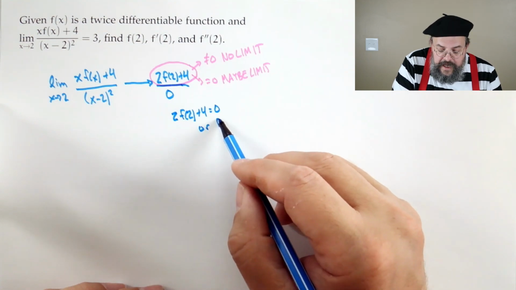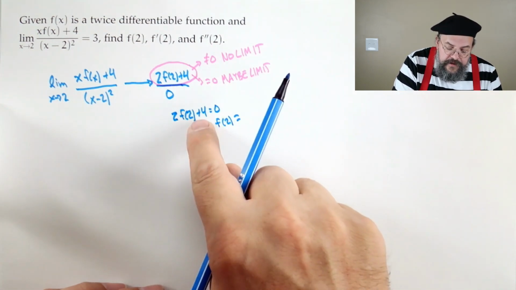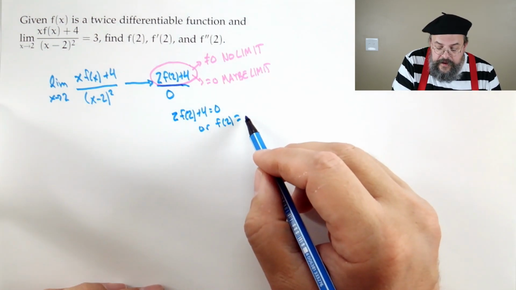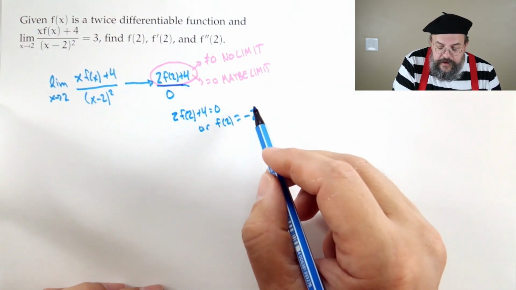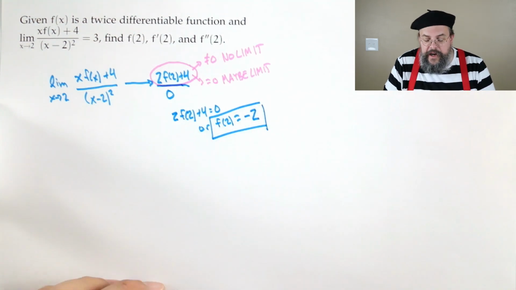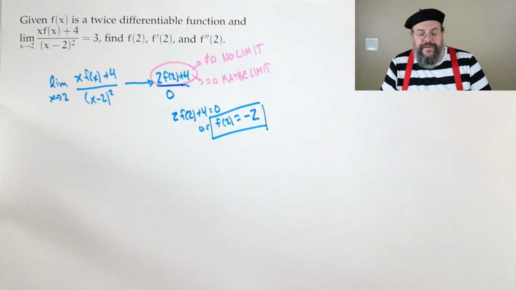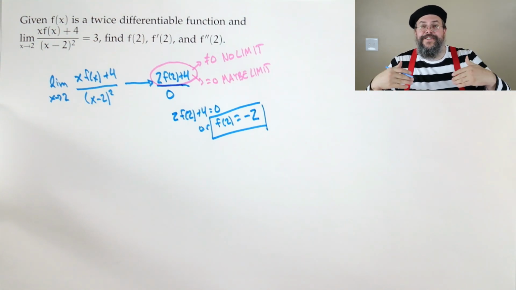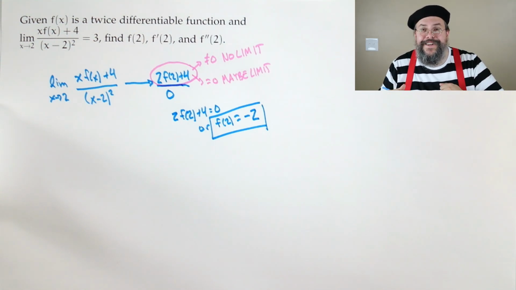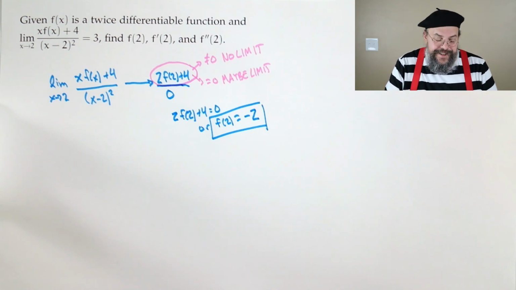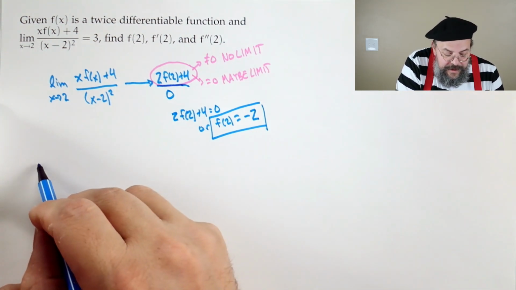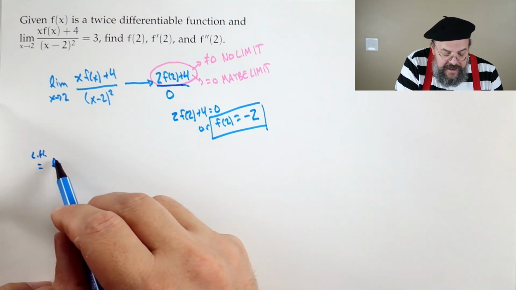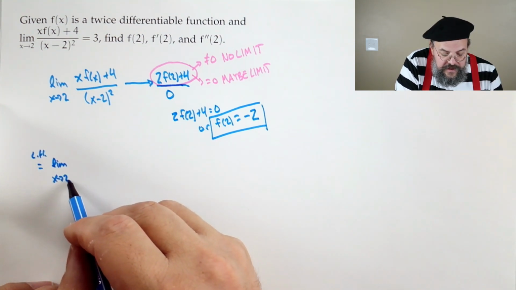Or we could say f of 2 would be what? Move the 4 across, divide by 2, negative 4 halves, which is another way of saying negative 2. All right, so now we figured out what f of 2 is. Well, now look, it's going to 0 over 0, which means we can apply L'Hopital. So we apply L'Hopital. So this becomes our limit as x approaches 2.